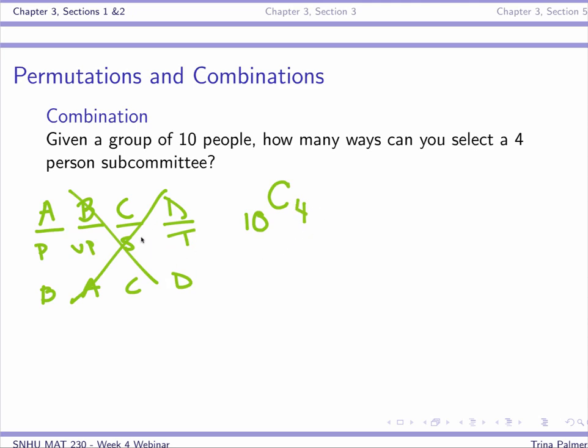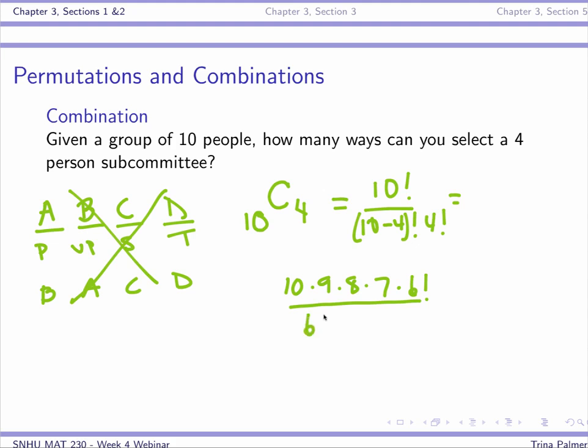And because the order doesn't matter, I need less of them. So instead of 10 factorial divided by 10 minus 4 factorial, I'm going to add in a divided by 4 factorial. So this was 10 times 9 times 8 times 7, and then 6 factorial, and then 6 factorial, 4 factorial on the bottom. So the 6 factorials cancel. On the bottom I have 4 times 3 times 2 times 1.